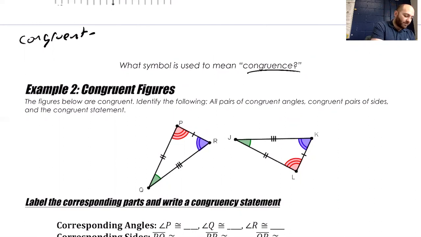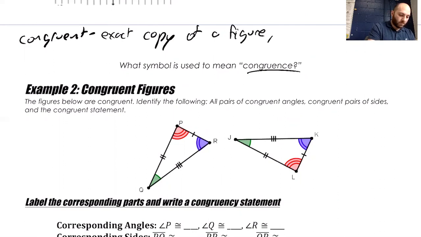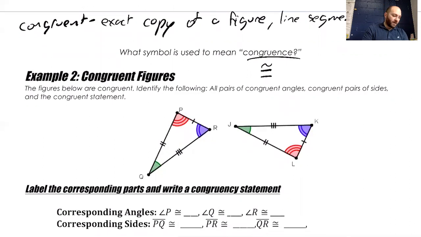It is when we have an exact copy of a figure, line segment, angle, things like that. So it needs to be an exact copy of that. So what symbol do we use to mean this? It's this kind of symbol. It's got an equal sign with a little squiggly above it. That means congruent. So the figures below are congruent.